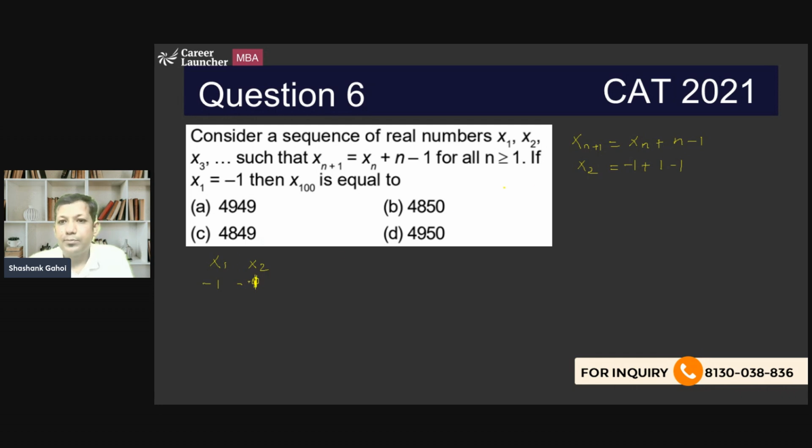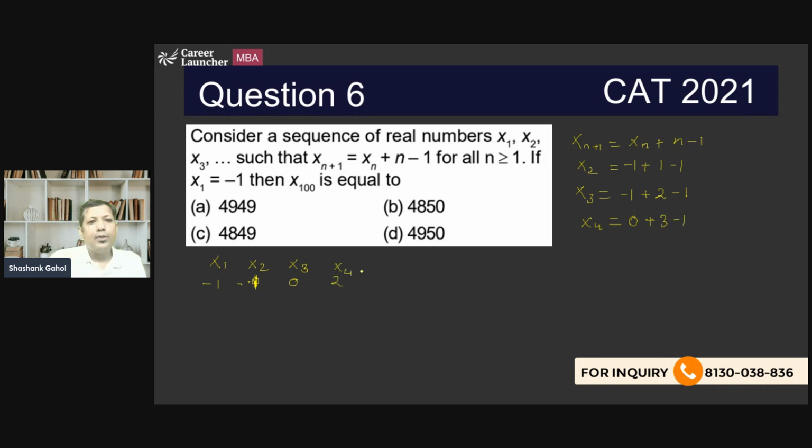What is the value of x3? That is x2, which is minus 1, plus 2 minus 1. So x3 becomes 0. What is the value of x4? X4 is going to be x3, that is 0, plus 3 minus 1, with n equal to 3. So x4 becomes 2.